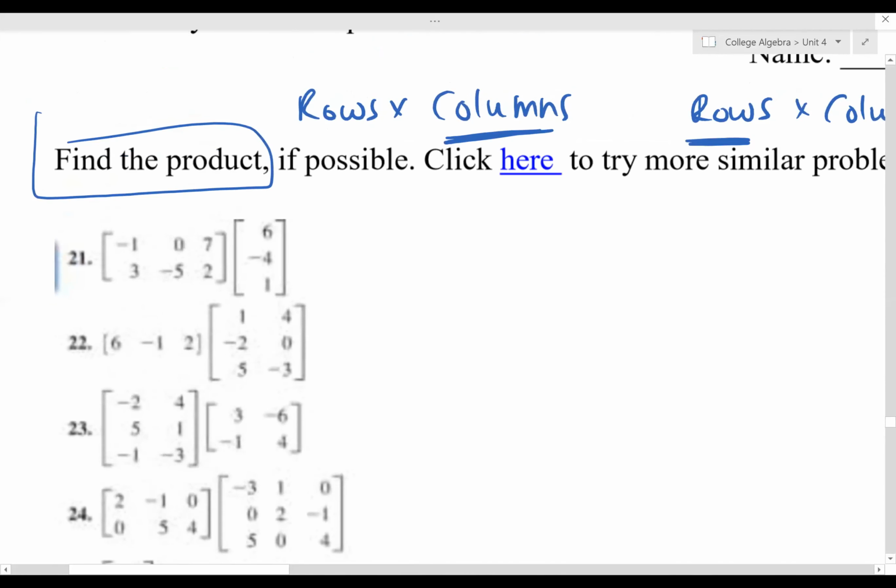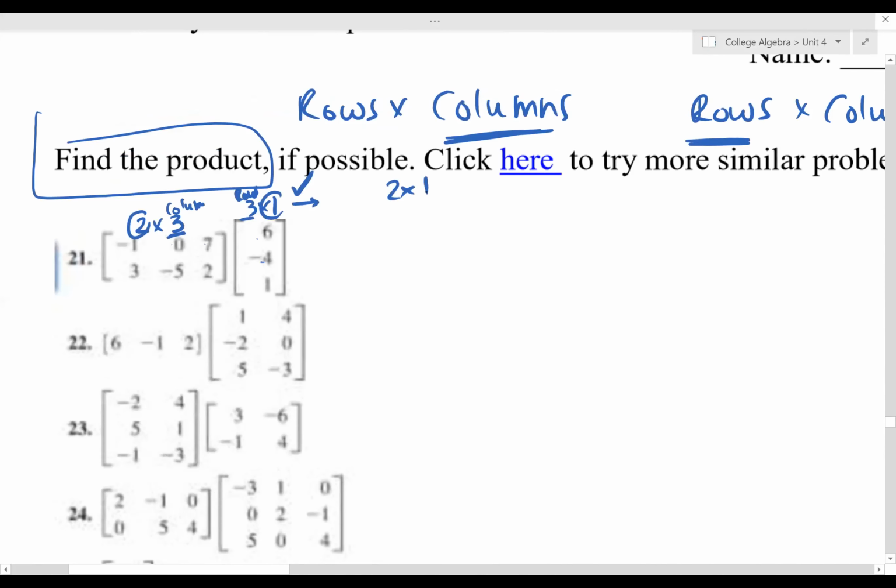So in my first example, 21, notice that we have 2 rows, 1, 2, 3 columns. So that's a 2 by 3. In the next matrix, it has 1, 2, 3 rows by 1 column. So notice that the inside numbers, when we write the orders together, they match. So the columns of the first matrix matches the rows of the second, so we can perform the product. And the product is going to generate a 2 by 1.